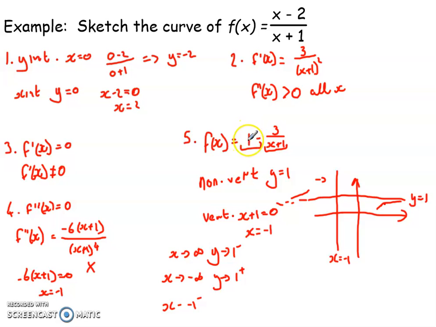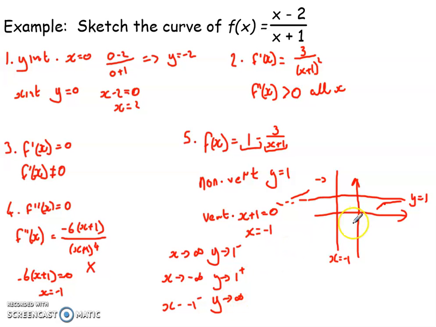So it's going to be 1 take away a negative fraction, so 1 plus a fraction, but that fraction itself is getting larger and larger and larger. So as I get closer towards negative 1, I'm going to continue to go up in my y direction. So as x approaches negative 1 from below, y is going to tend towards infinity.